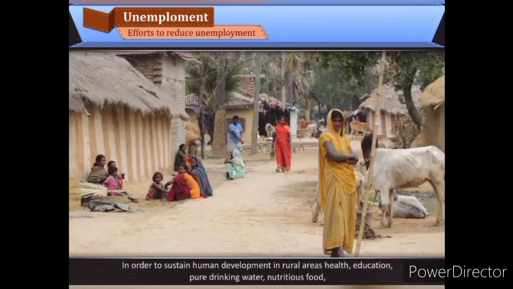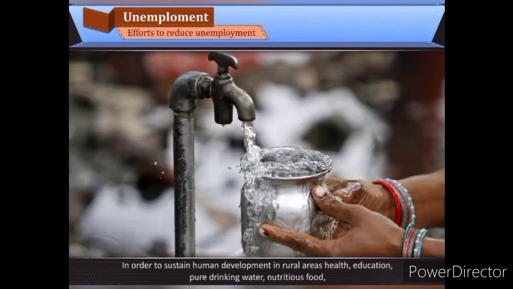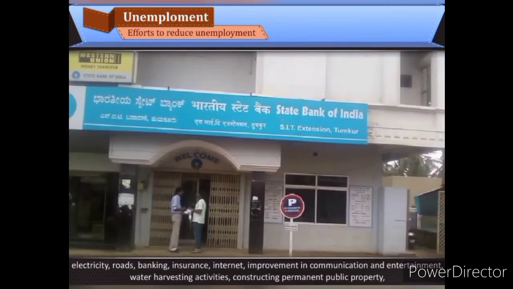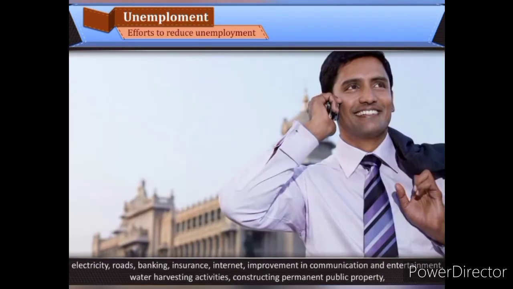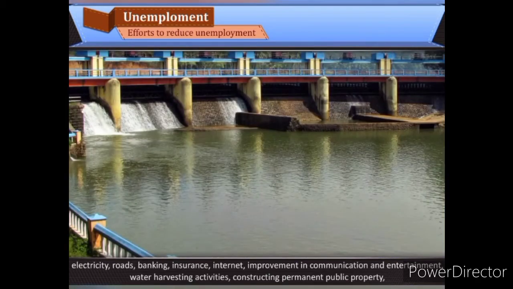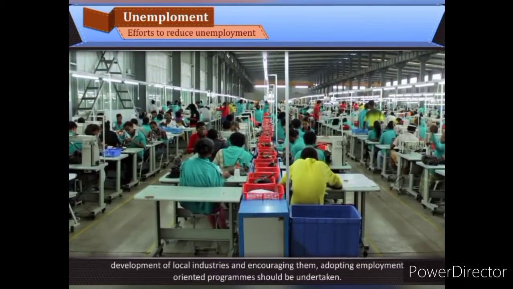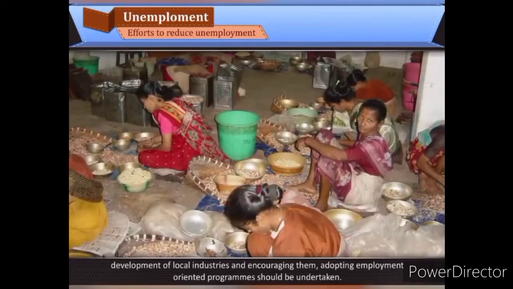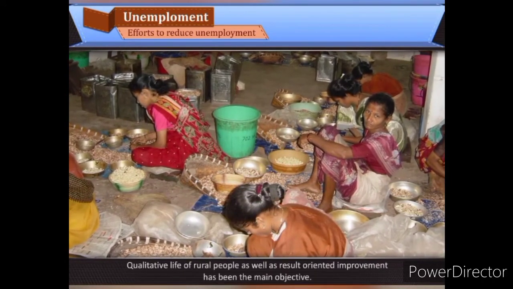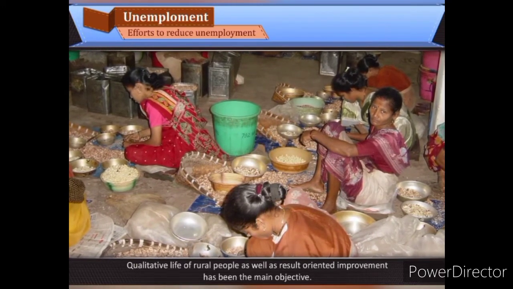In order to sustain human development in rural areas, health, education, pure drinking water, nutritious food, electricity, roads, banking, insurance, internet, improvement in communication and entertainment, water harvesting activities, constructing permanent public property, development of local industries and encouraging them, adopting employment-oriented programs should be undertaken. Qualitative life of rural people as well as result-oriented improvement has been the main objective.